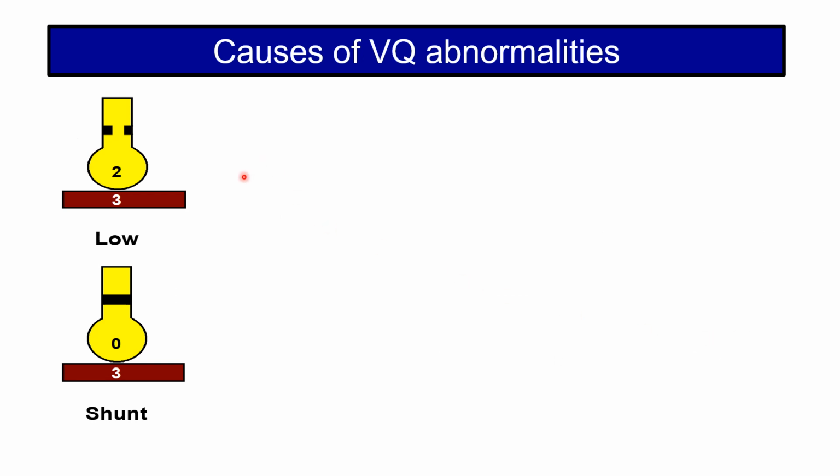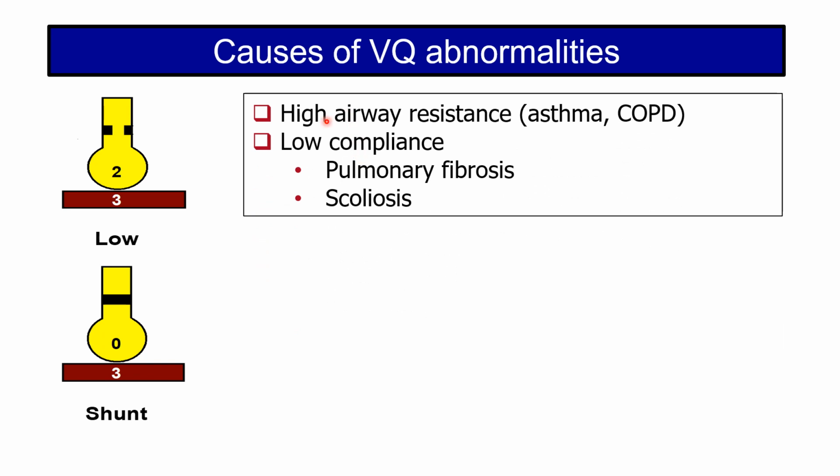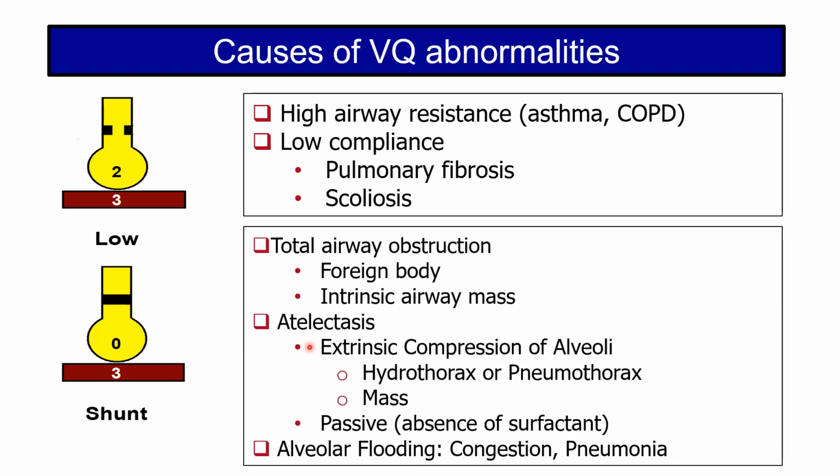Now, what are the causes of the V/Q abnormalities? Low V/Q could either be a high airway resistance, which is going to diminish the ventilation, or low compliance, which is going to diminish the ventilation, such as what you see in pulmonary fibrosis and scoliosis. How about a shunt V/Q? This may be due to a total obstruction due to a foreign body or an extrinsic airway mass producing zero ventilation, or there may be atelectasis collapse.